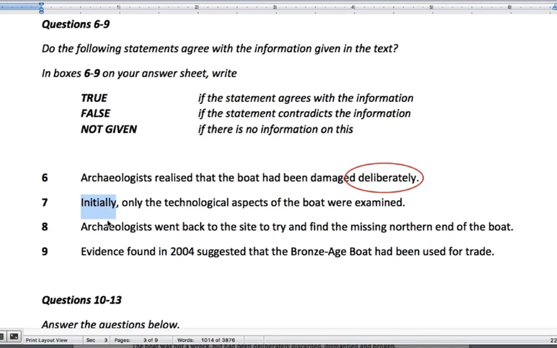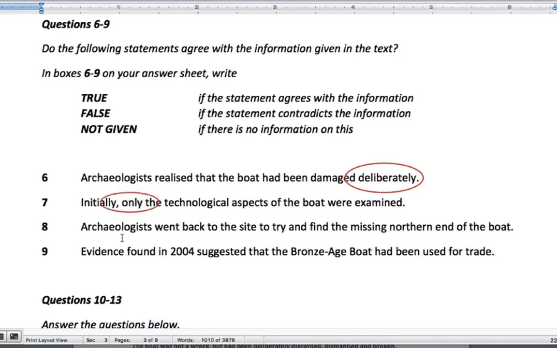It's not going to be this. Be careful of these. You can waste time on these. It's the same sort of thing as this. It's just scanning language. They're not going to test these time phrases at the beginning. What are they going to test? It's this word over here. Was it only technological aspects, or were there other aspects as well? So this is going to be scanning language. This is going to be scanning language. This is going to be scanning language. This is going to be the target language. Was it only the technological aspects, or were there other aspects?